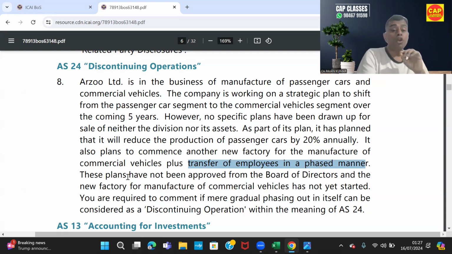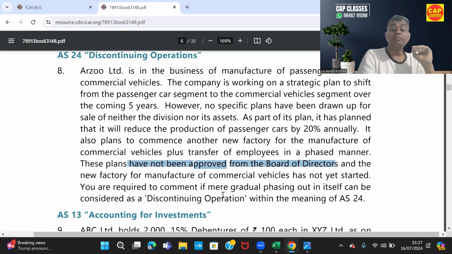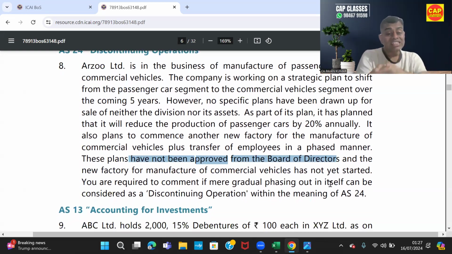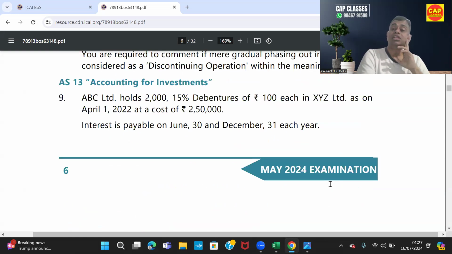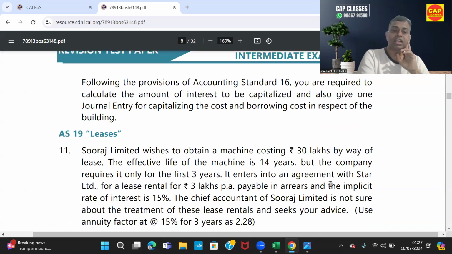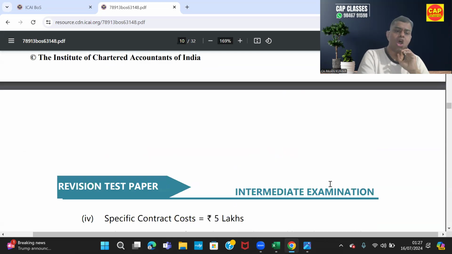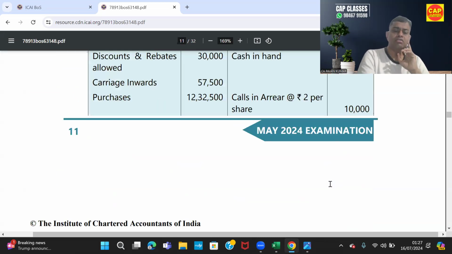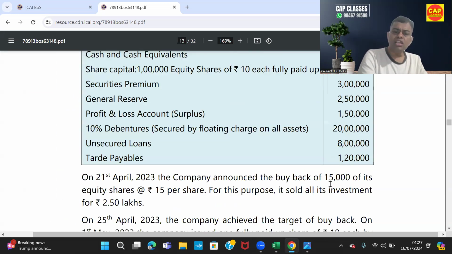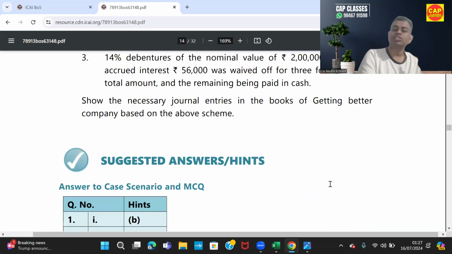These plans have not been approved by board of directors. And the new factory has not yet started. Even if it is started, that doesn't make any difference. You're required to comment if mere gradual phasing out in itself can be treated as discontinuing operation as per Accounting Standard 24. The answer is no. Who told you? Pavan sir said it is not discontinuing operation, means it is not discontinuing operation. Full stop.